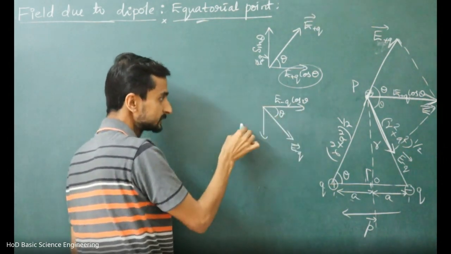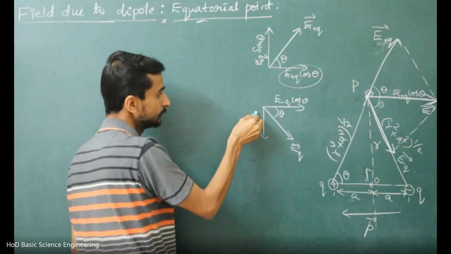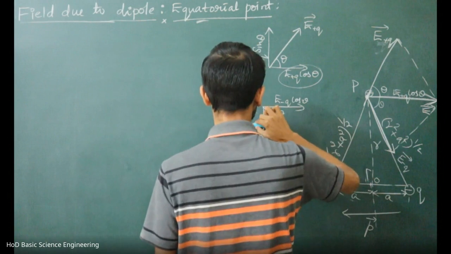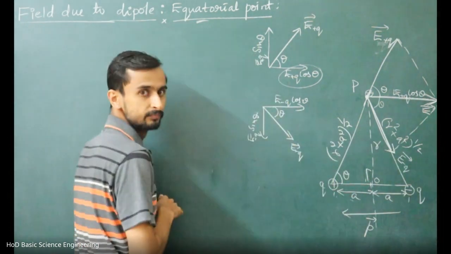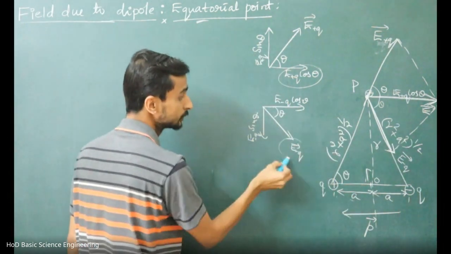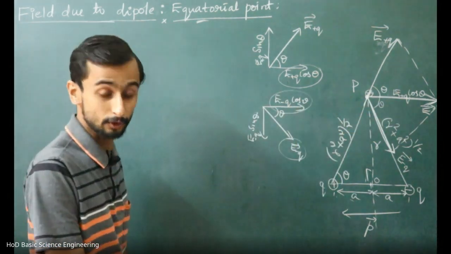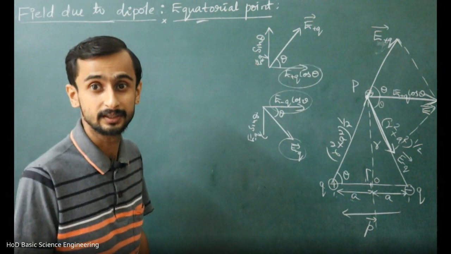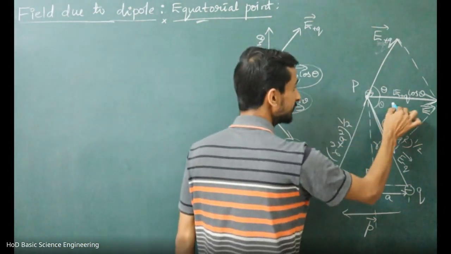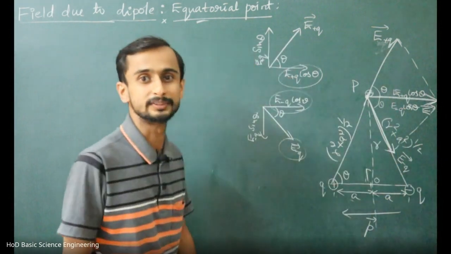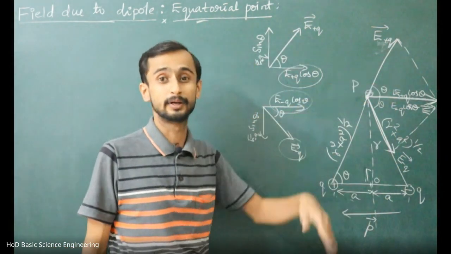Same for this. Therefore, this is E minus Q sin theta. Now, which component of E minus Q is acting along the horizontal direction? That is E minus Q cos theta. Therefore, here we can write E minus Q cos theta, which is acting along that particular direction.